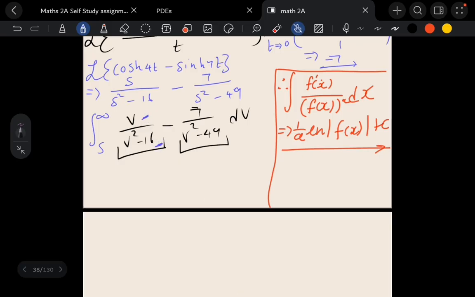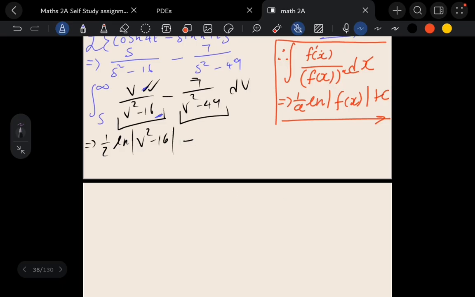over the original function, because what is the derivative of v squared minus 16? It's just 2v, right? So we need to expect that the integral of this part is just going to be 1 over 2 ln v squared minus 16. That is the Laplace transform of that. And there is no need of doing partial fractions here, because you understand that the numerator is the derivative of the denominator.